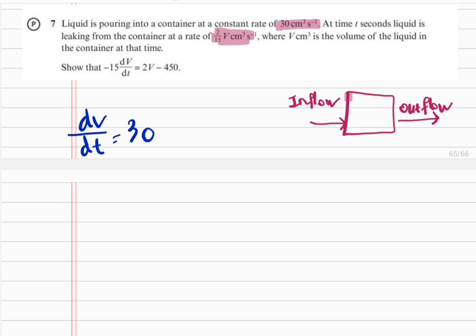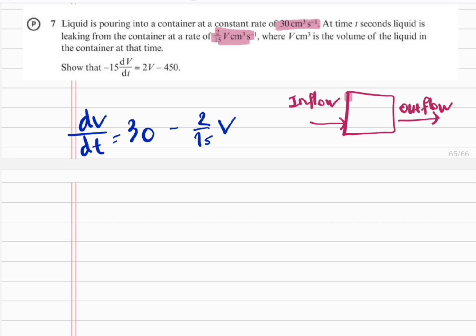So this time for the outflow, what's going on is that the outflow is actually 2/15 of V. So what this means is that every second 2/15 of the volume is basically leaking from the container. So the reason that it's negative is because this is the outflow. That's the first reason that it's negative.